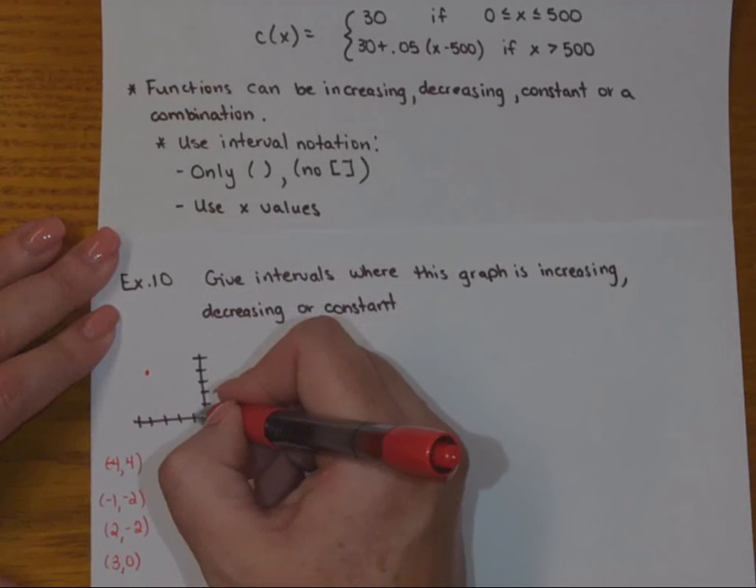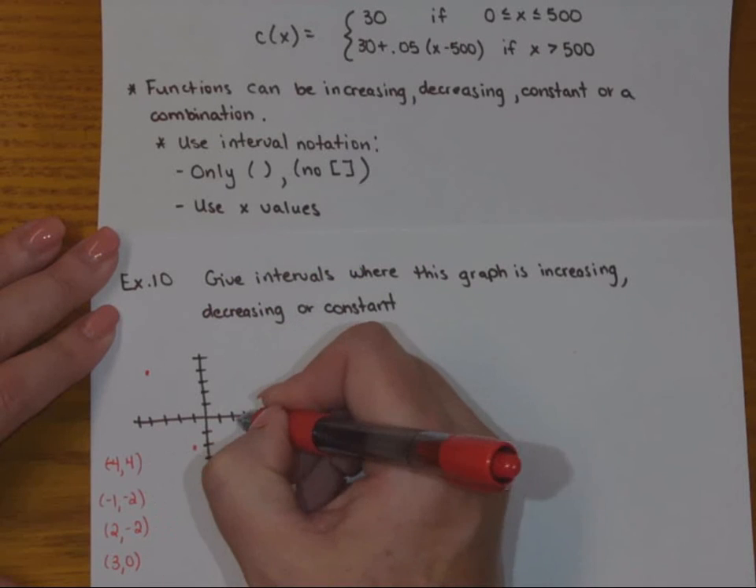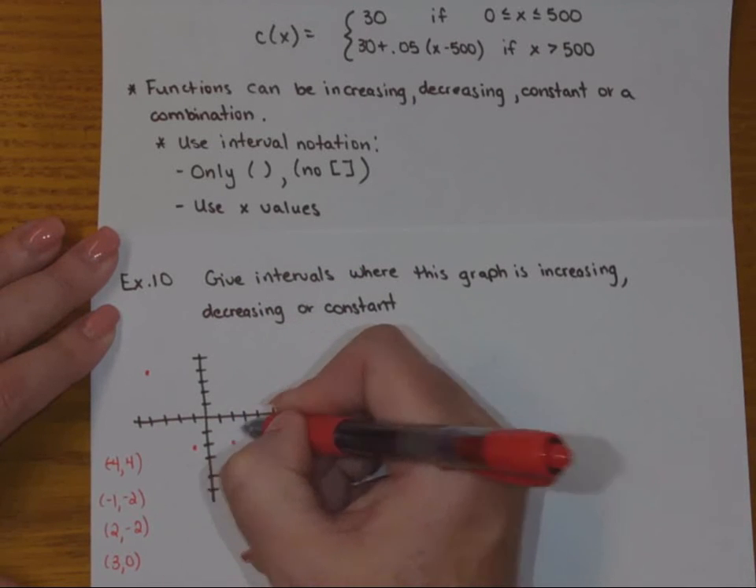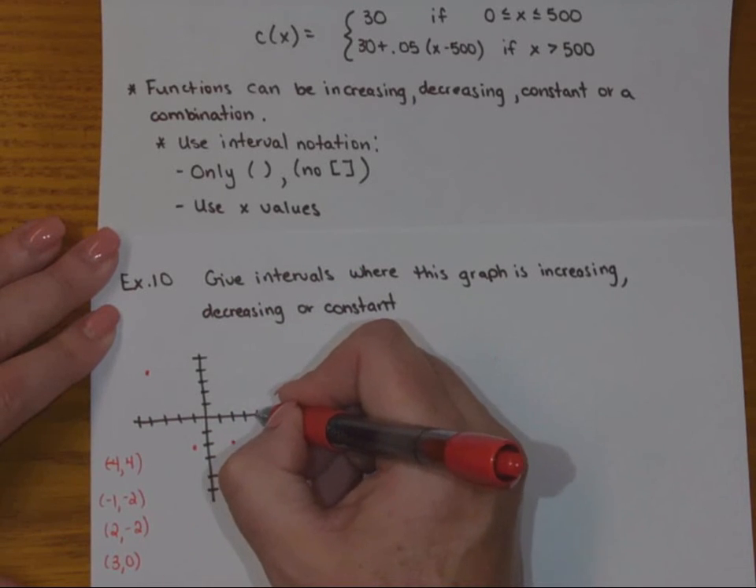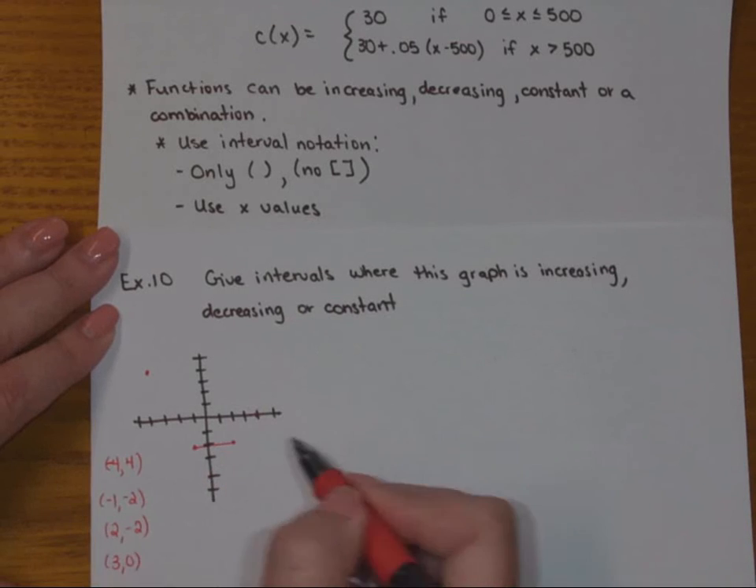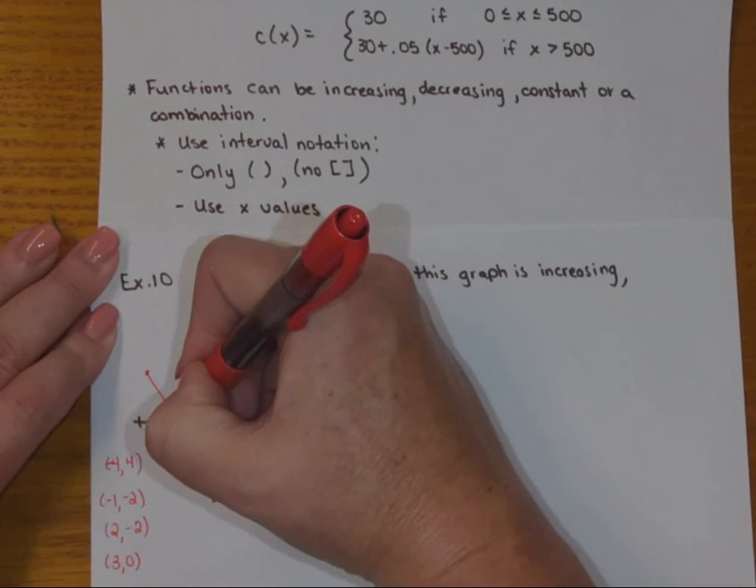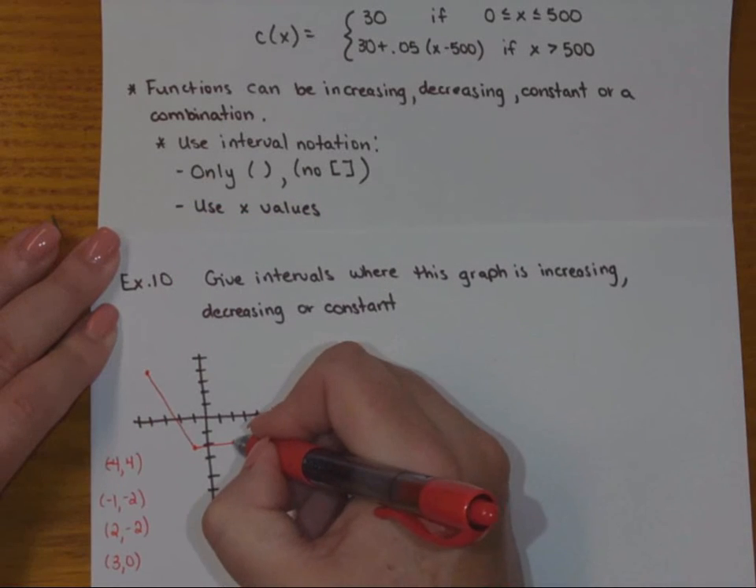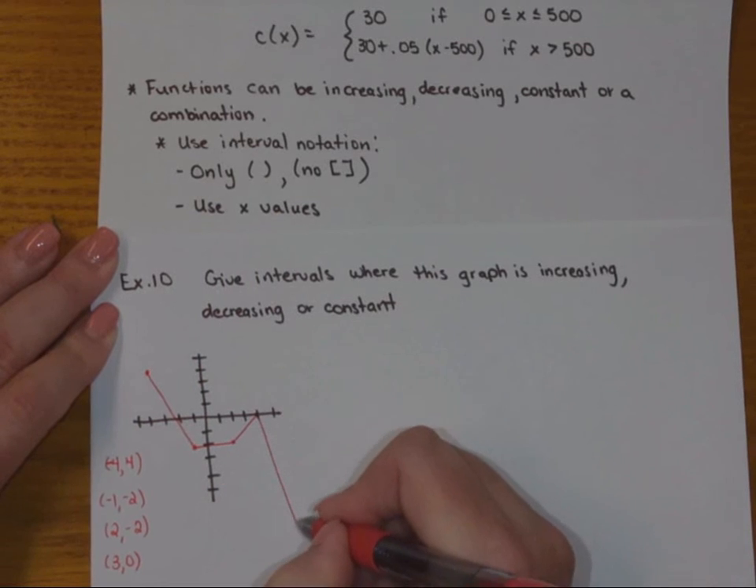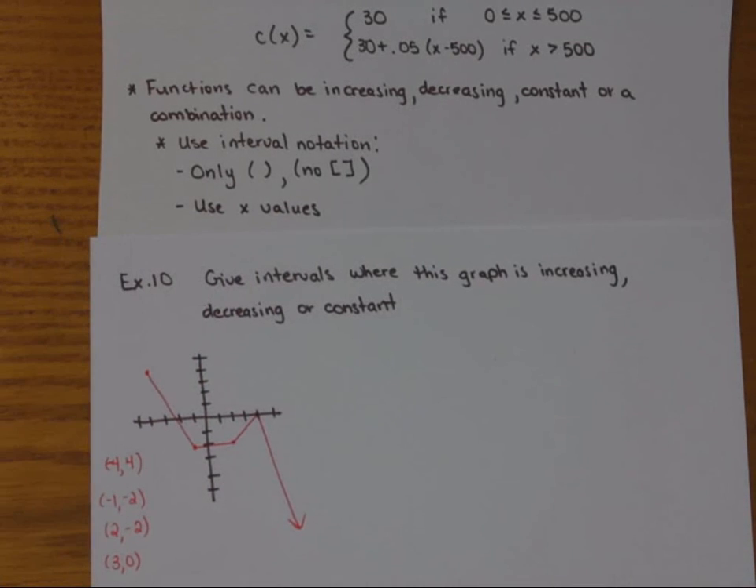Again, you can always pause the video. -1, -2 is down here. 2, -2 is here. And 3, 0 is here. So I want there to be a flat piece here. Do that right there. And then hit this point and then go back down. Okay, so pause it, and again, just make sure that your graph matches up with mine by graphing the points first and then connecting them.